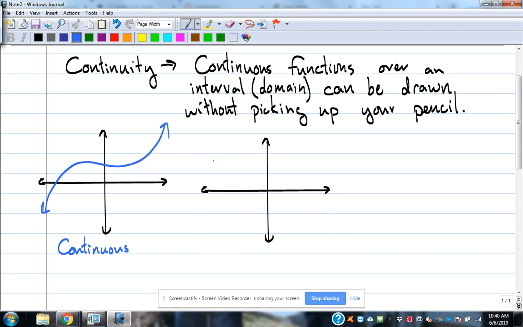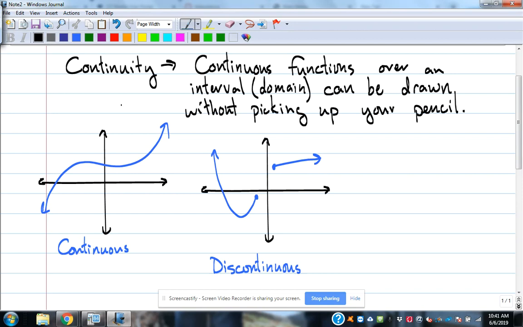Here's an example of one that's discontinuous. So when I trace that one, I've got to stop and pick up my pencil to go to the next place. So that's a discontinuous graph.